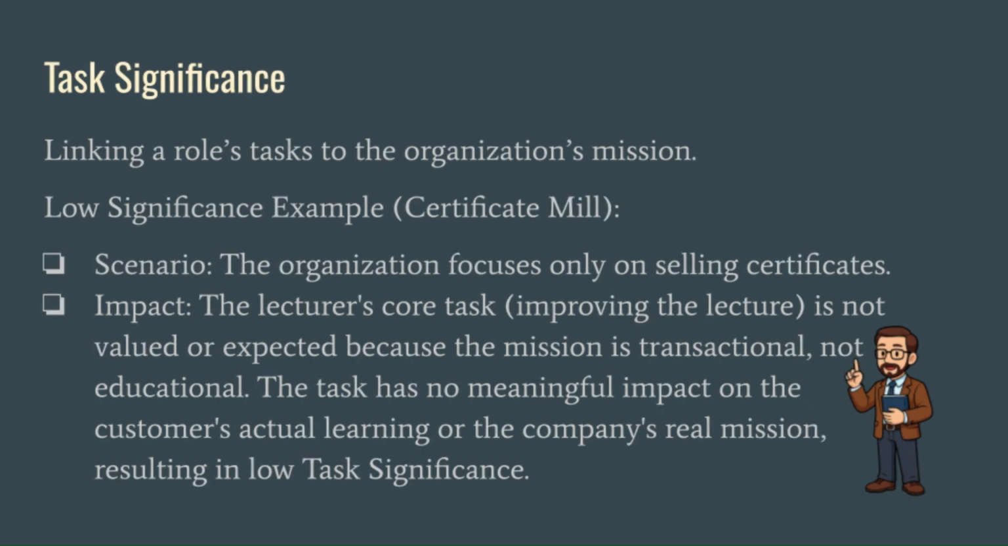Task significance. Task significance means clearly linking a role's tasks to the organization's broader mission or its impact on customers and society. Low significance example, certificate mill. Scenario, the organization focuses only on selling certificates. Impact, the lecturer's core task, improving the lecture, is not valued or expected because the mission is transactional, not educational. The task has no meaningful impact on the customer's actual learning or the company's real mission, resulting in low task significance.